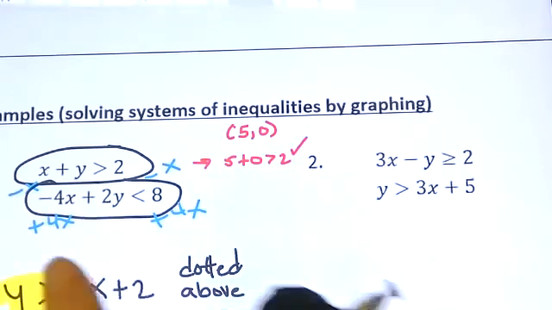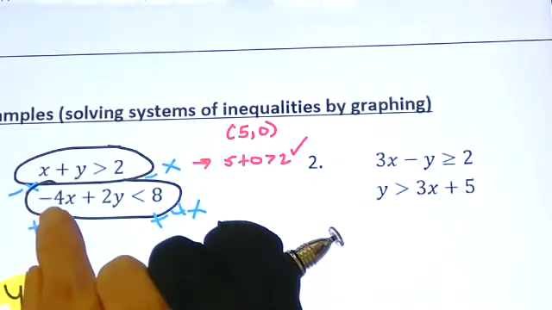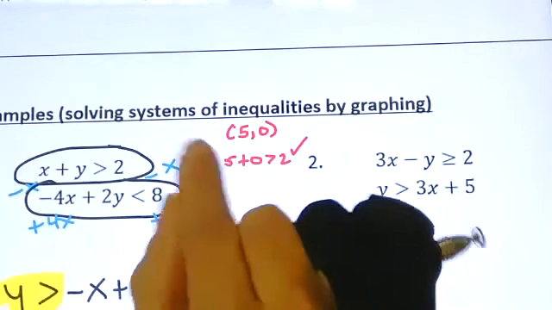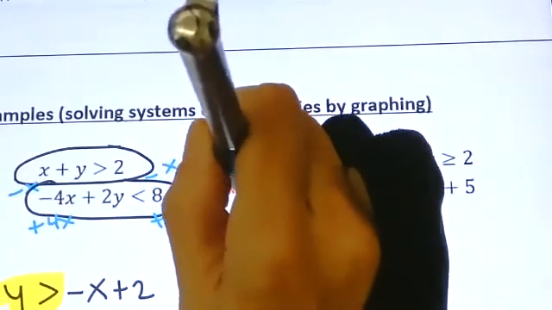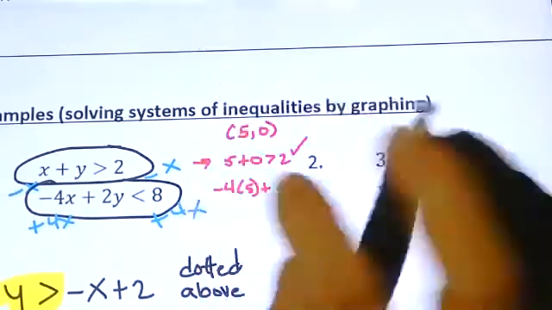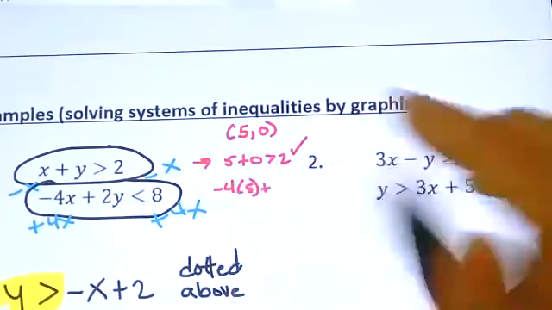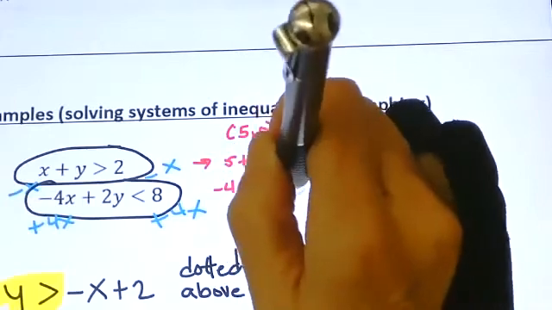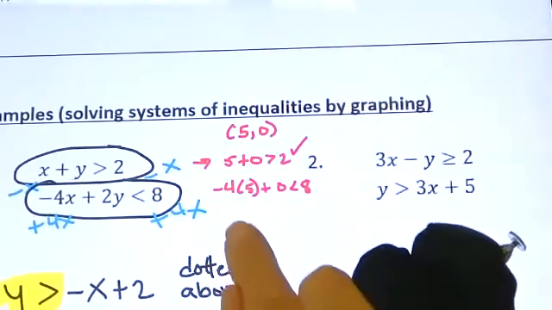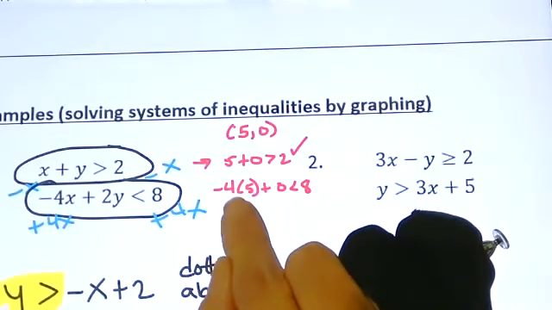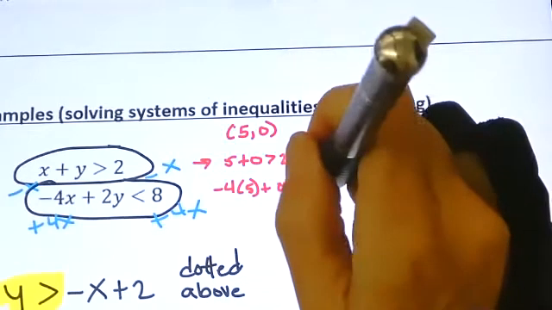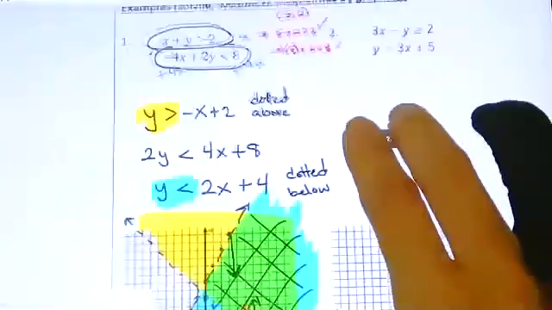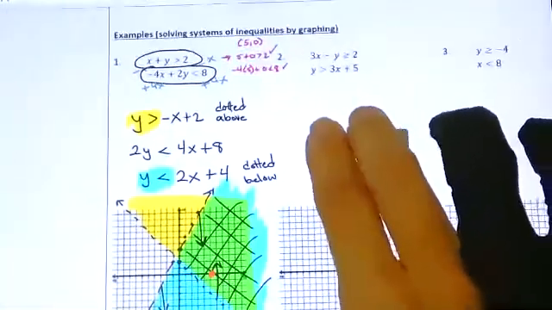Check. The other one, negative 4 times x. X is 5. So negative 4 times 5 plus 2 times 0 is 0. That's supposed to be less than 8. Well, negative 4 times 5 is negative 20 plus 0, negative 20. Yep, that's less than 8. So check, check. I know that my region is correct.